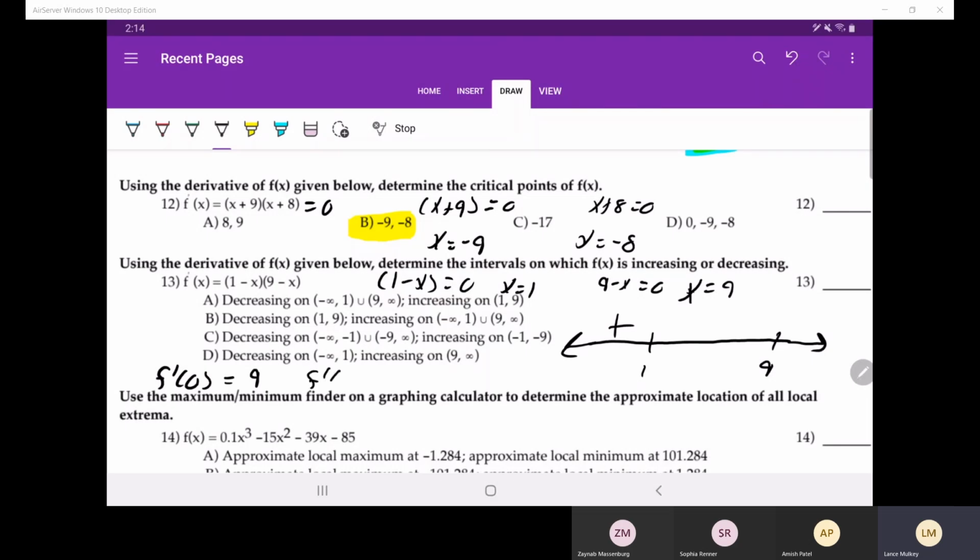We're going to do f prime of 2. We're going to get 1 minus 2, which is negative. So negative times a 9 minus 2, which is positive, which is going to be a negative. So that's negative. And we're going to do f prime of 10. So 1 minus 10 is negative. 9 minus 10, right? Negative.